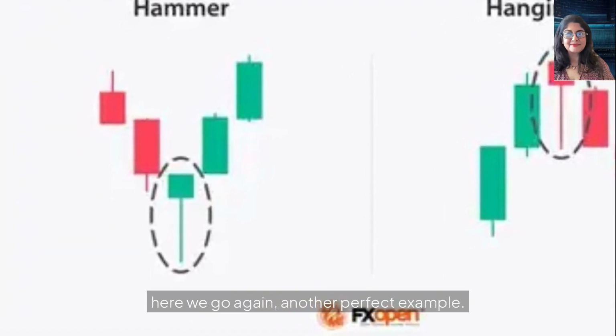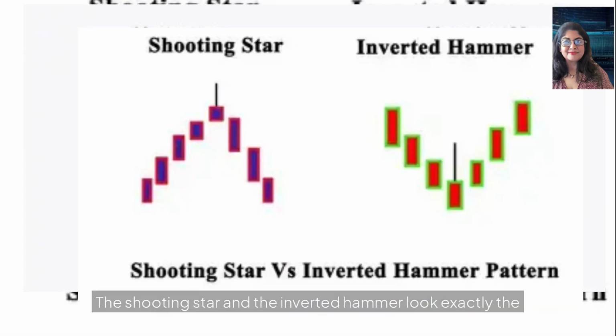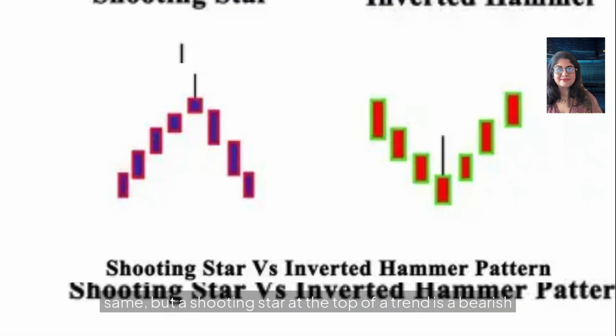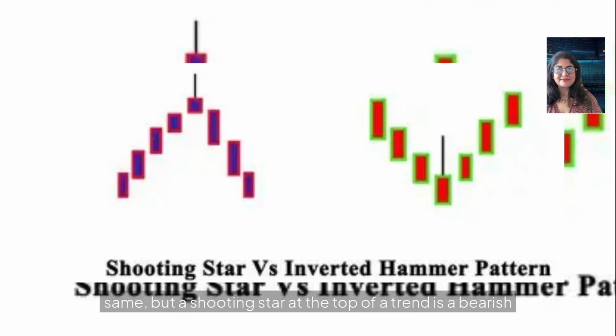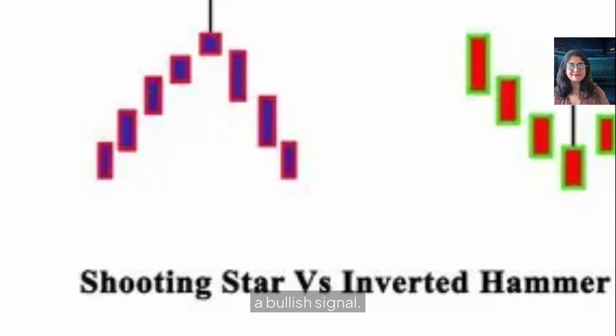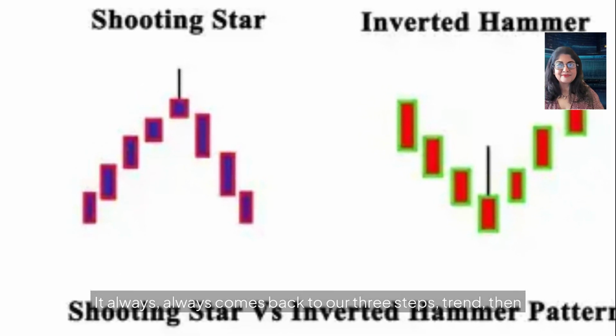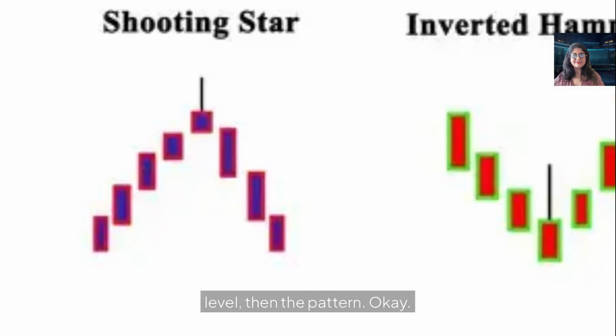And here we go again. Another perfect example. The shooting star and inverted hammer look exactly the same, but a shooting star at the top of a trend is a bearish warning, while the inverted hammer at the bottom of a trend is a bullish signal. It always comes back to our 3 steps: trend, then level, then pattern.